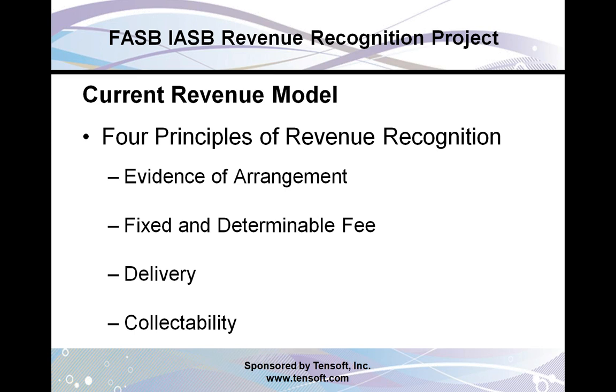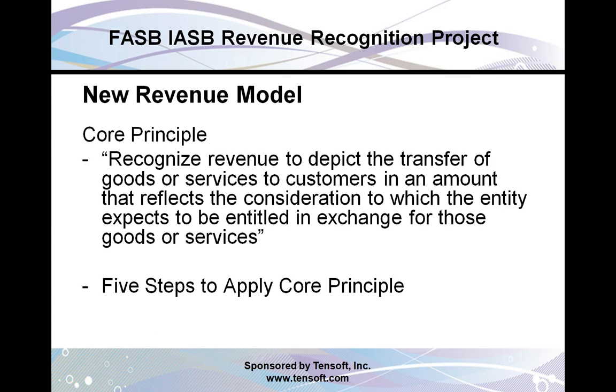Then we have delivery, that we need to deliver or perform the services. And finally, our fourth revenue recognition criteria is collectability. The revenue or the cash, the consideration from the transaction needs to be collectible in order for us to recognize revenue. Here's the new model that's proposed under the exposure draft.